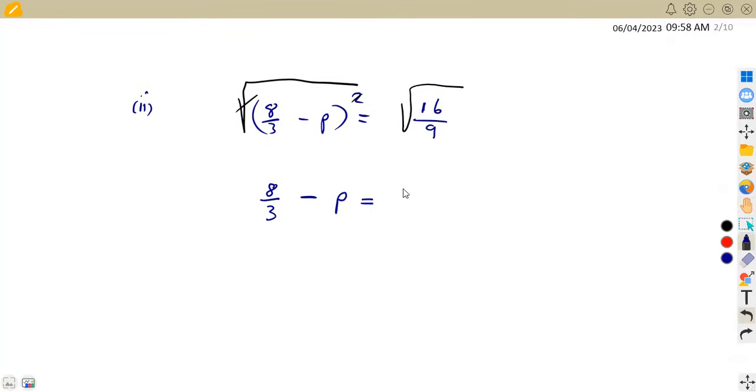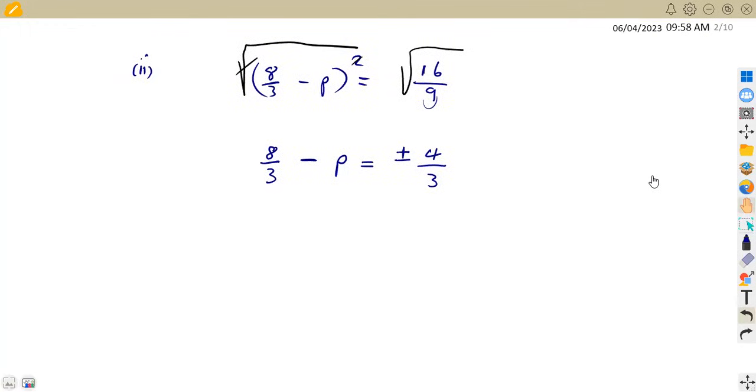noting that the square root of any number is a plus or minus. So the square root of 16 is 4. The square root of 9 is 3. Or you can just use your calculator. As this is paper 2, guys, use your calculator as an advantage on these typical questions.